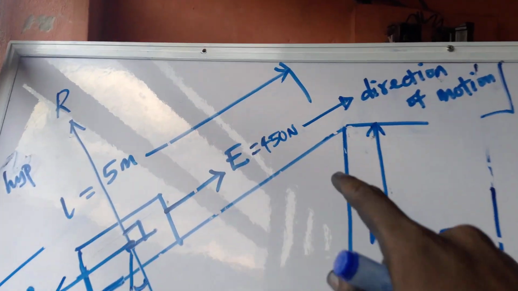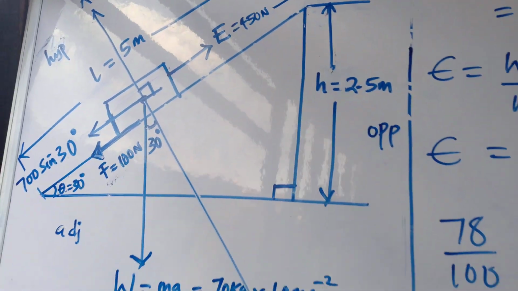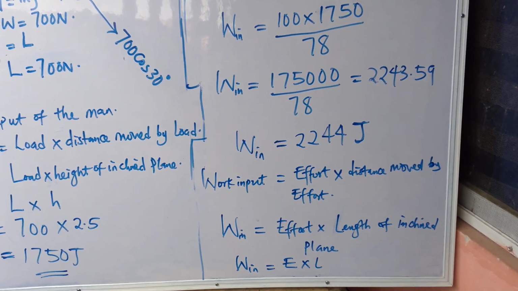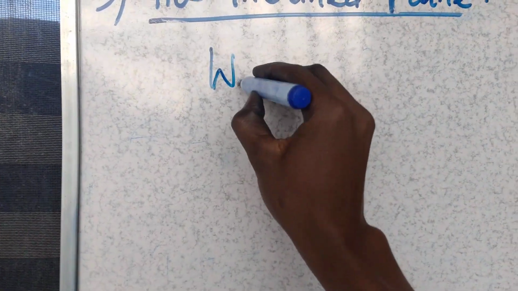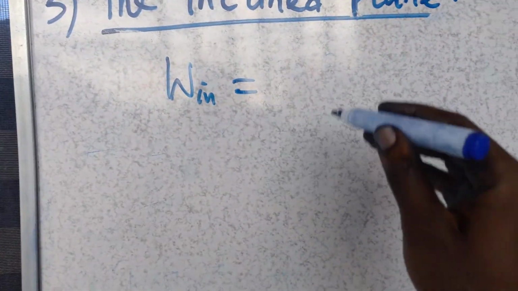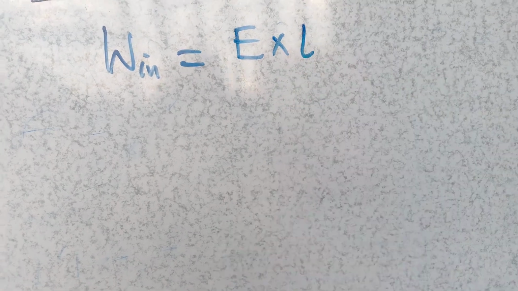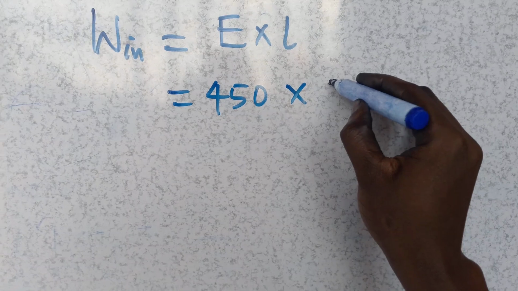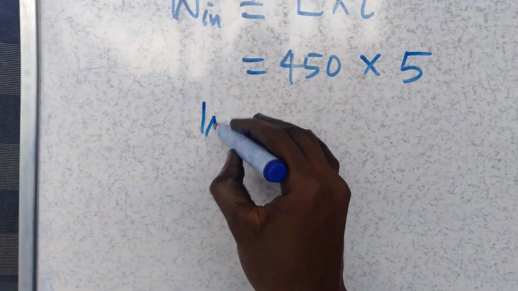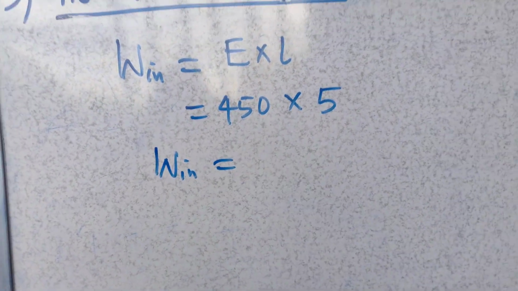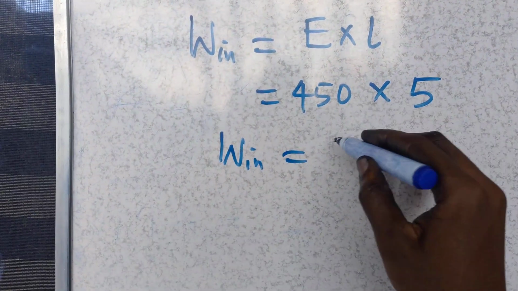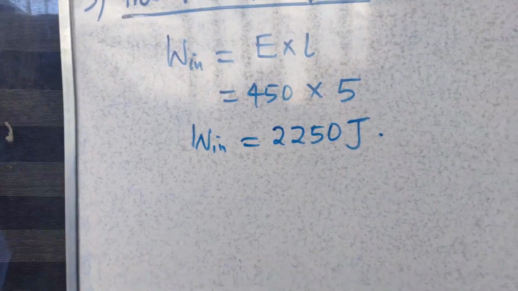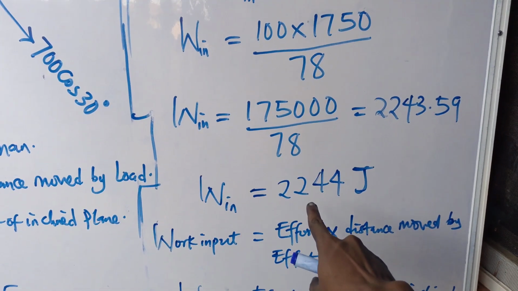The effort is 450 Newton. The length of this inclined plane is 5. So let's see what we'll get. Our work input will be equal to effort times the distance moved by effort. Effort is 450 Newton, distance moved by effort is 5. That gives me my work input as 2250 joules, which is similar to this 2244.